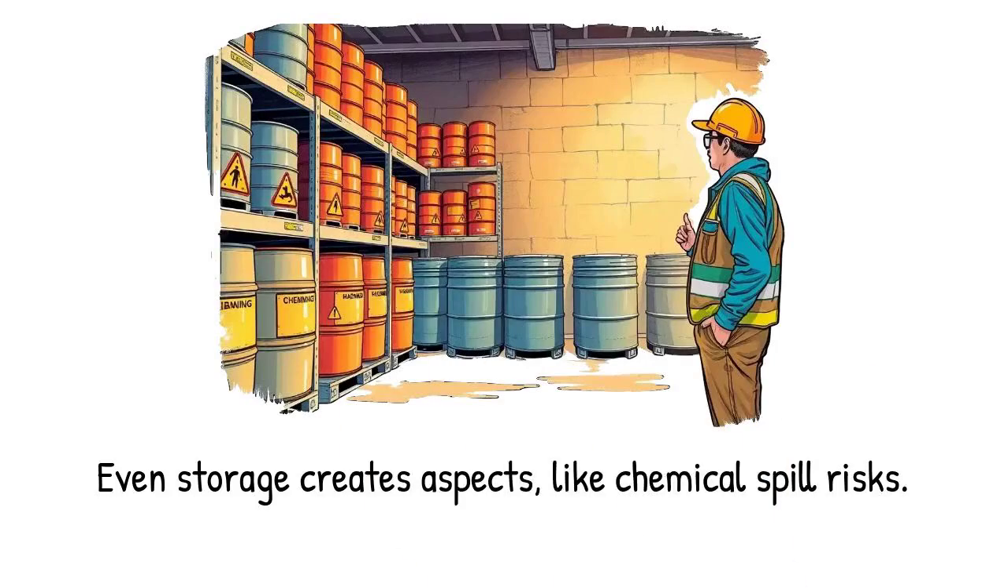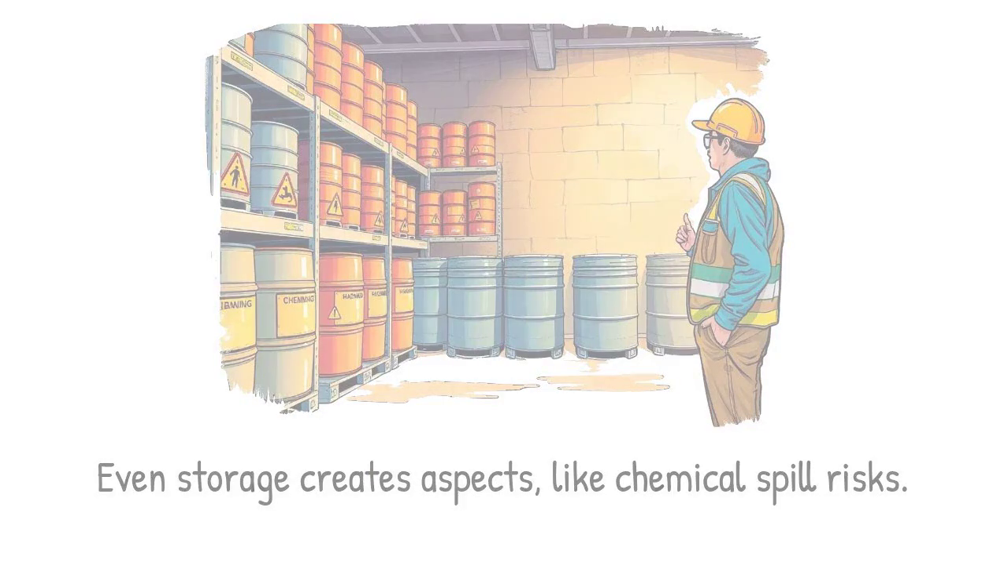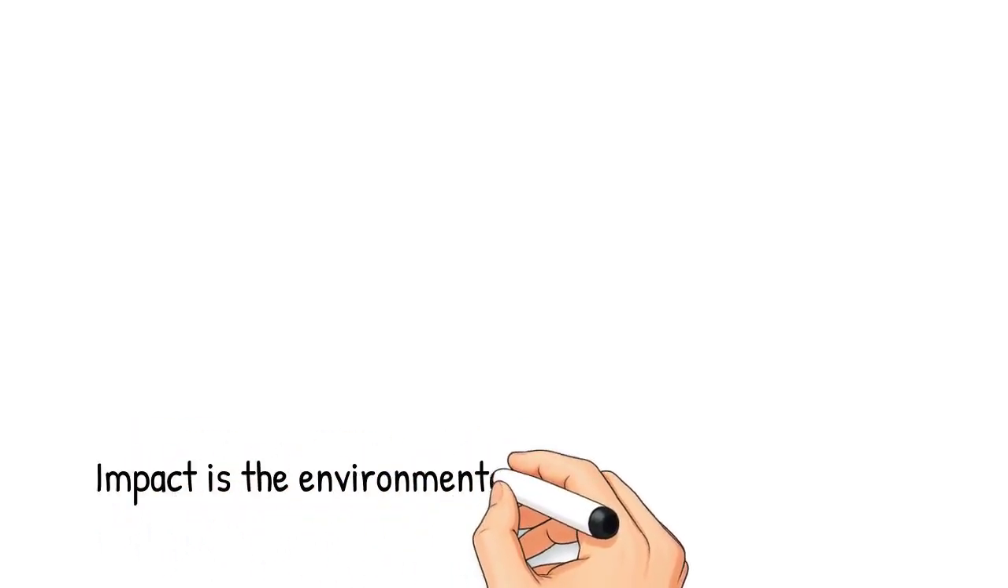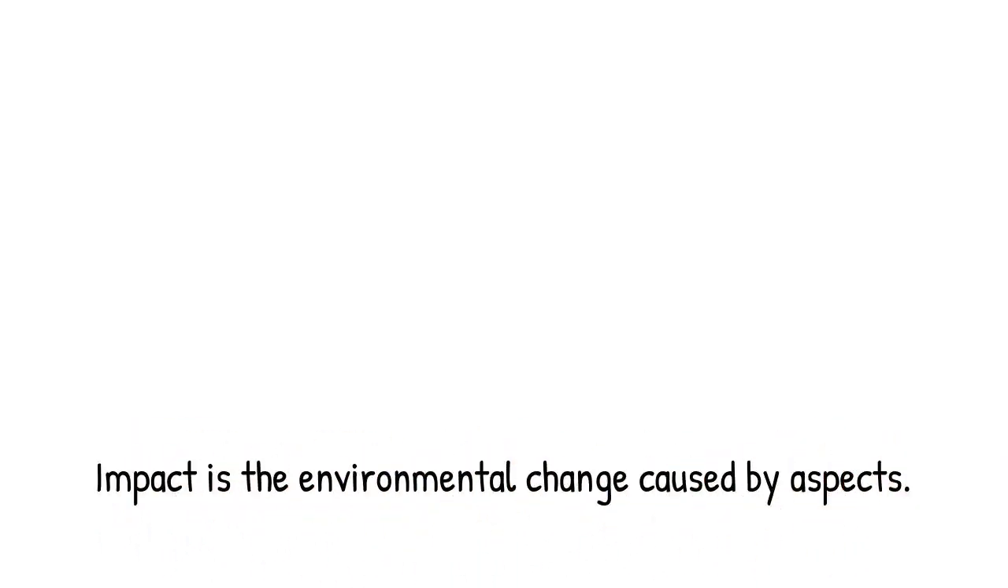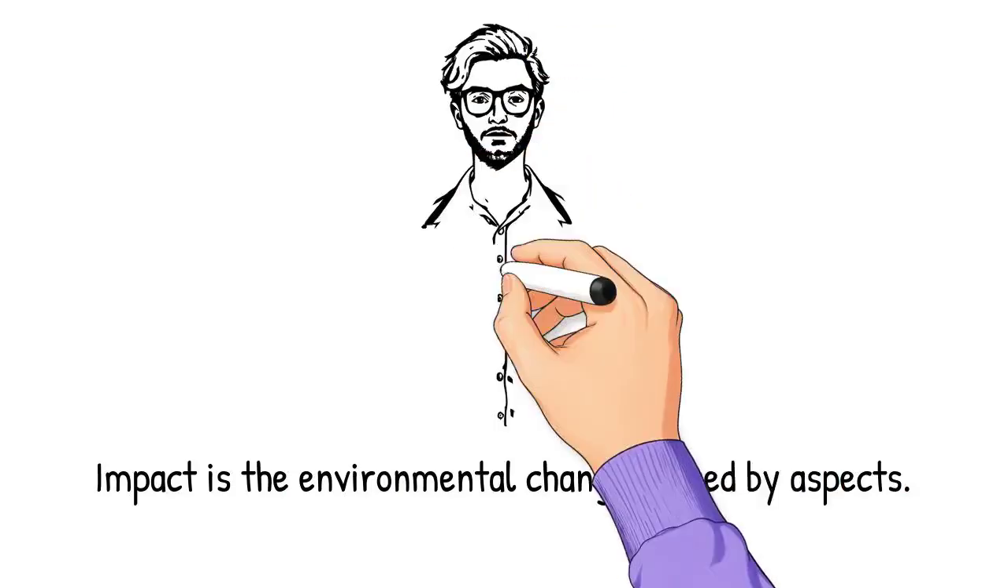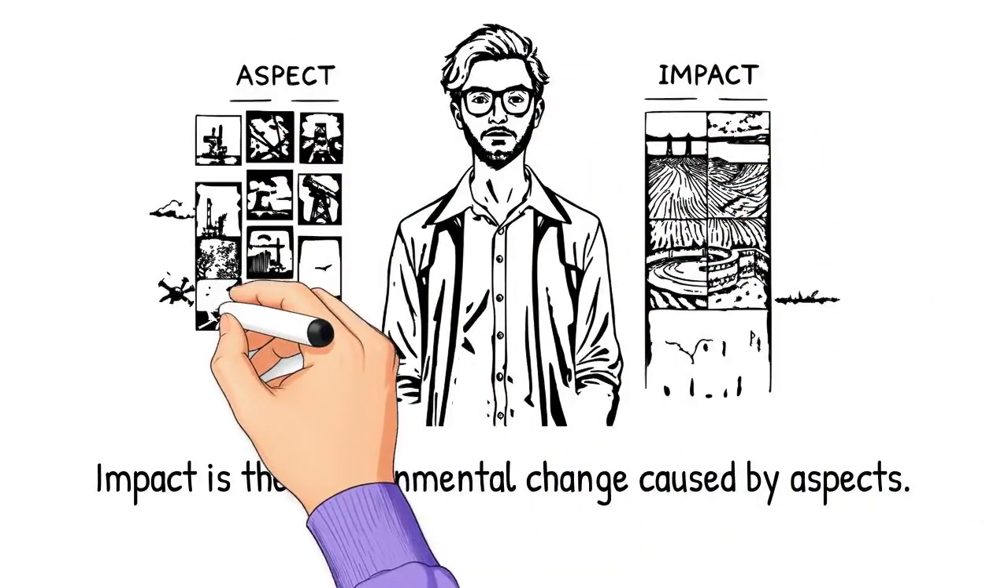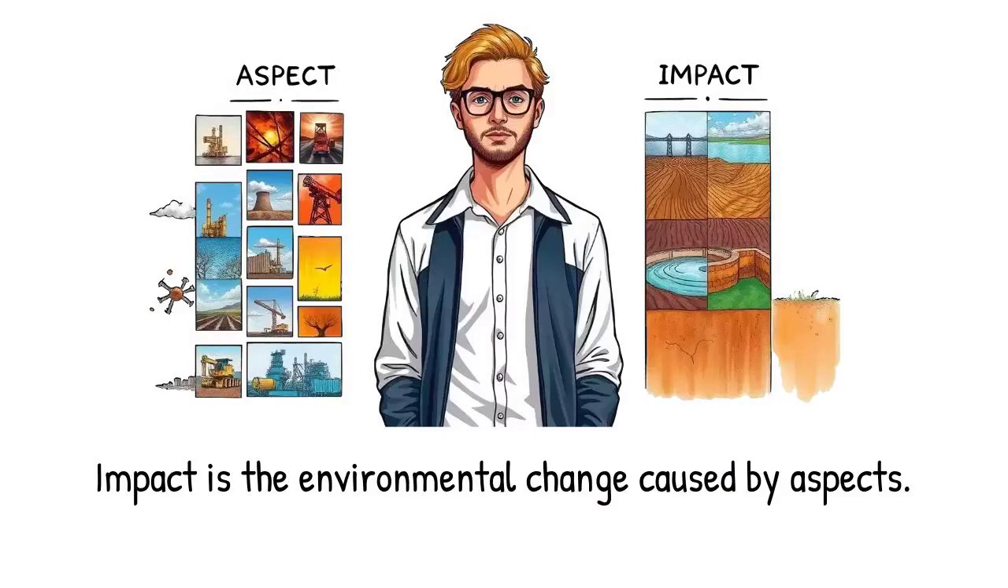Now, what is an environmental impact? It is the change that happens in the environment because of that aspect. If the generator releases emissions, the impact is air pollution. If water is consumed, the impact is depletion of natural resources. If chemicals spill, the impact is soil contamination. Aspect is the cause. Impact is the effect.